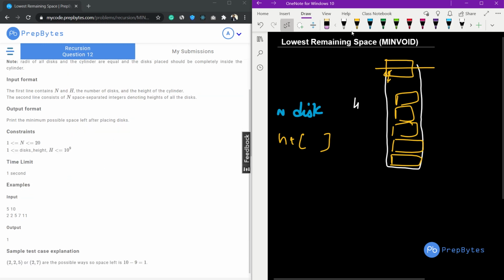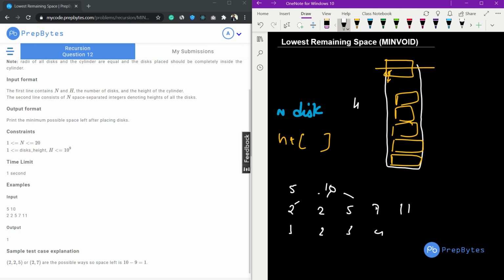So if we have this particular input, 5 and 10, 5 is the number of disks we have, and 10 is the height of the cylinder, and then we are given the heights of these 5 disks. Now we need to know whether the first will go or not, whether the second will go or not, the third, the fourth, the fifth. Inside this cylinder, how many disks can go such that we get the minimum possible space.